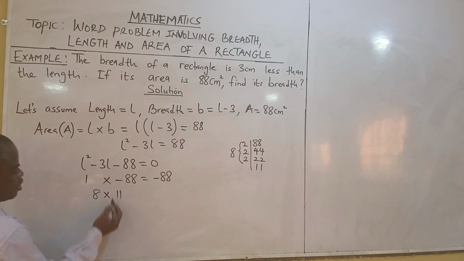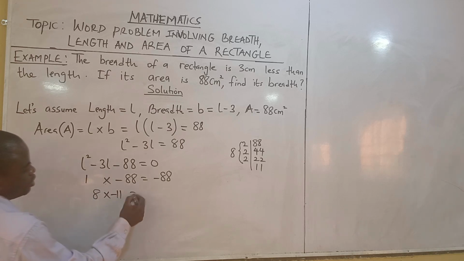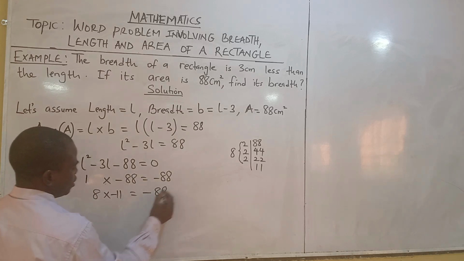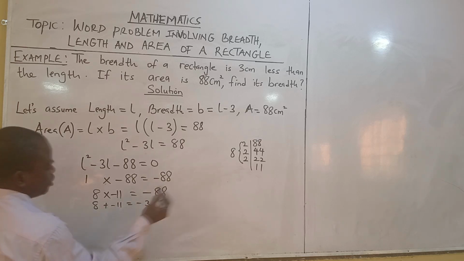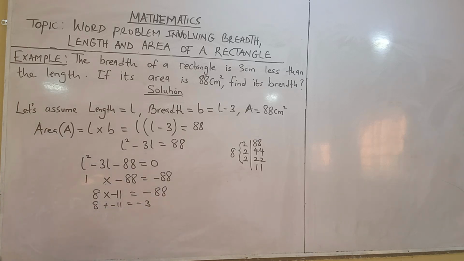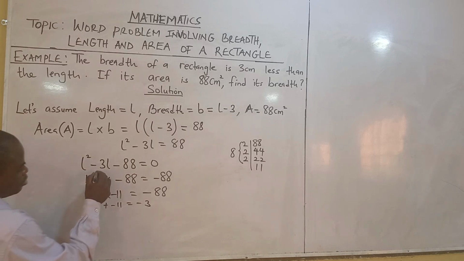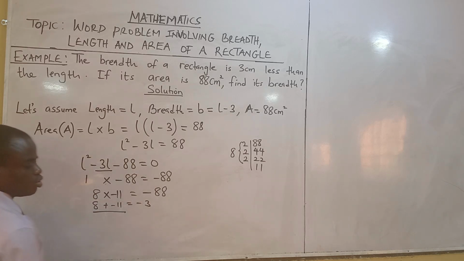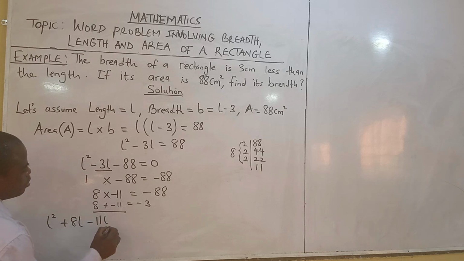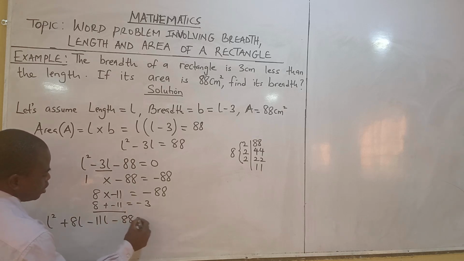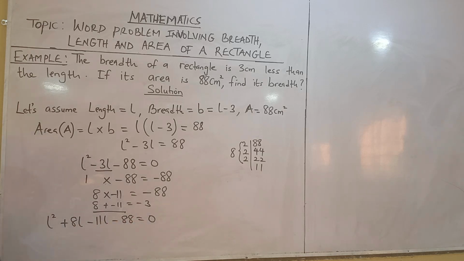Since you have a negative 3, we put the negative on the higher value, which is minus 11. And when you now add them together, 8 plus minus 11 will give you minus 3. We are going to replace this minus 3L with these two figures. It will now be L squared plus 8L minus 11L minus 88 equals 0.